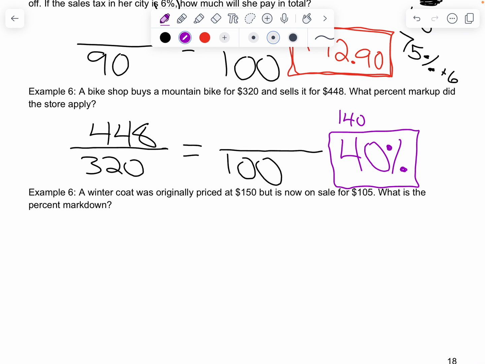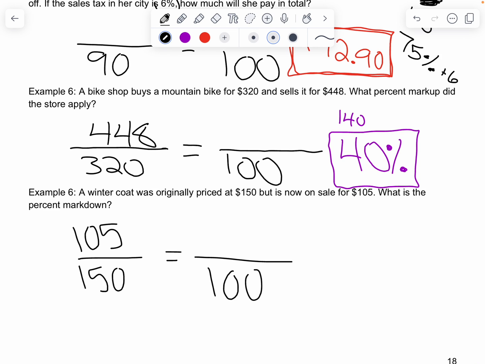And last one, a winter coat was originally $150, but now it's on sale for $105. What was the markdown? So I solve 105 times 100 divided by 150, and I get 70%, but we're looking at how far that is from 100. So to get to 100, we would get 30%.